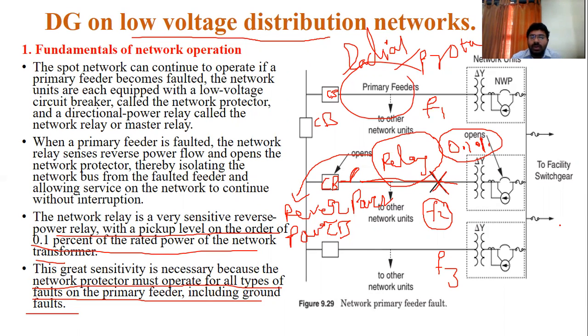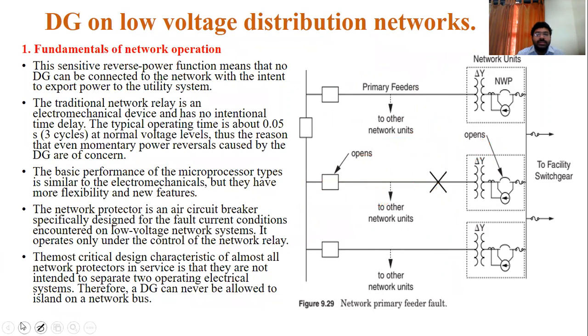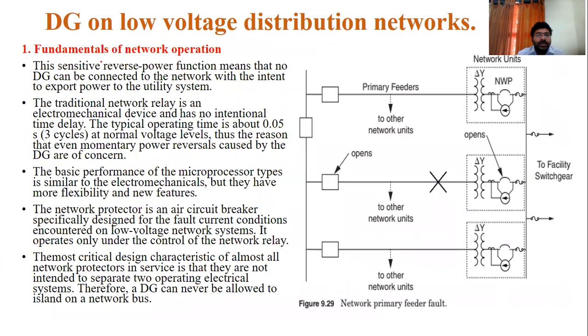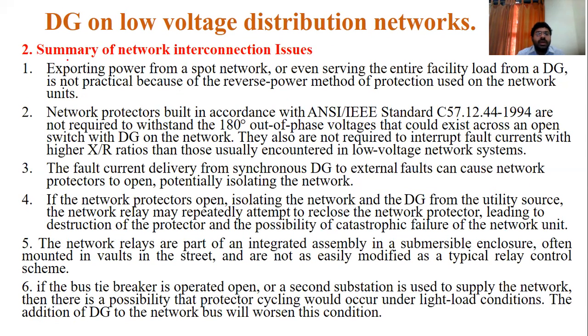So how is it possible? There are some categories. Now see this, how it will be added. You can see this point, a summary. A summary of network interconnection issues. This is the second point. What is the first one? A fundamental network operation. What is the second one? The summary of network interconnection issues.